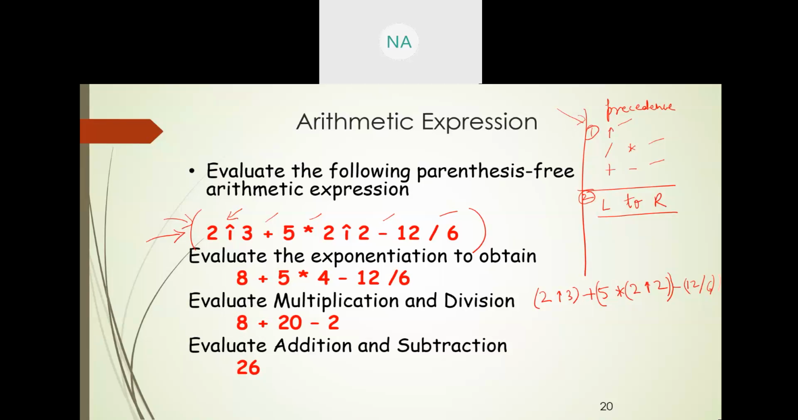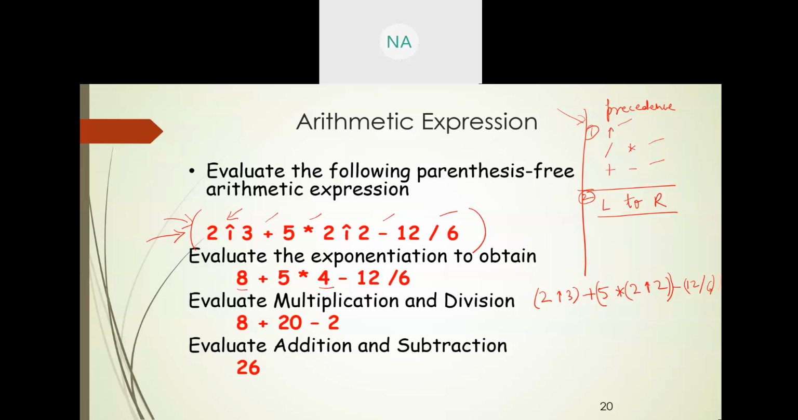Those operators which have the highest precedence will be evaluated first. At the highest precedence level we have the exponent, right? So 2 raised to the power 3 is 8, and 2 raised to the power 2 is 4. So 2 raised to the power 3 is replaced by 8, and 2 raised to the power 2 is replaced by 4. The rest of the expression remains the same.